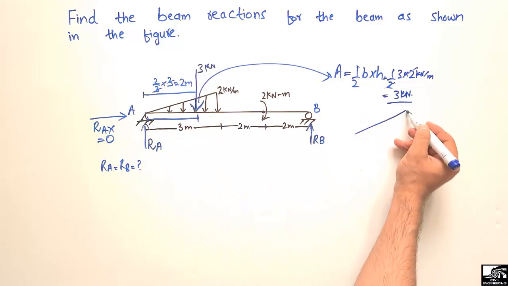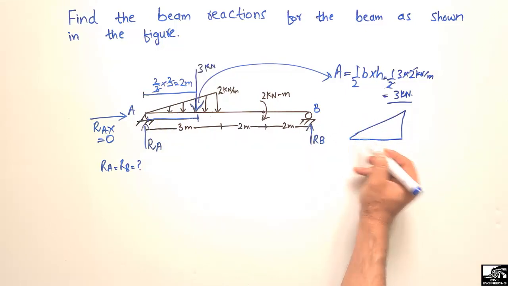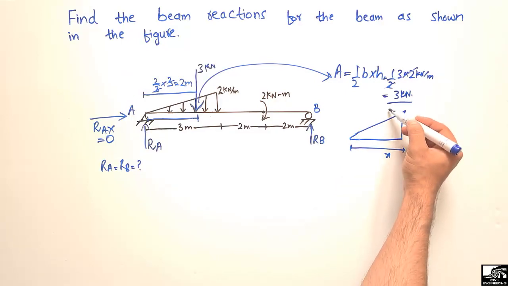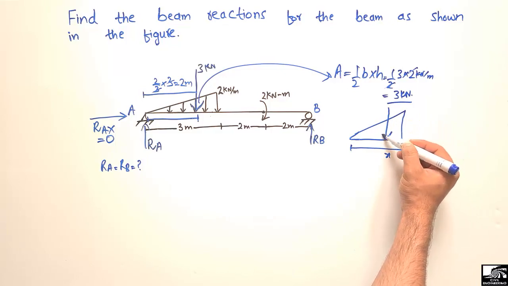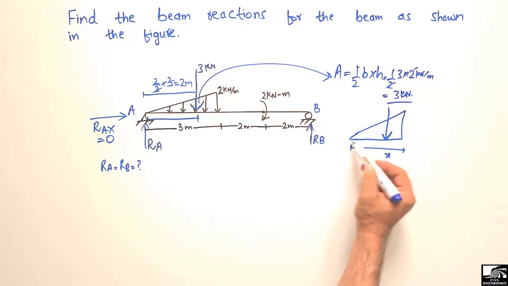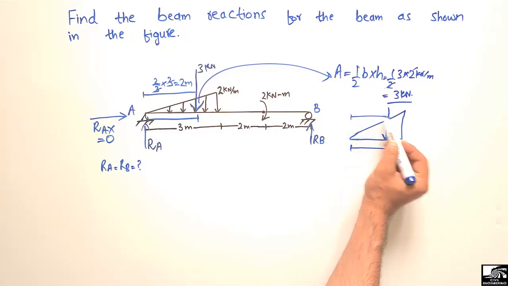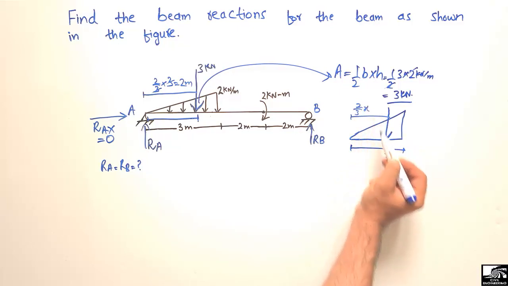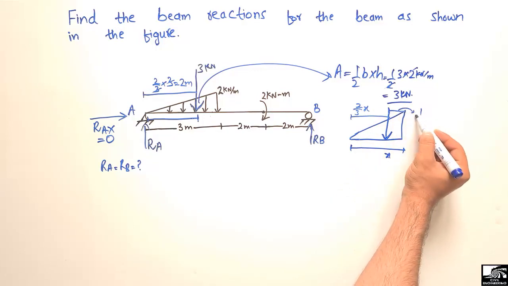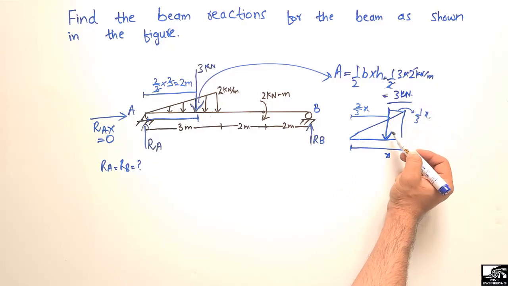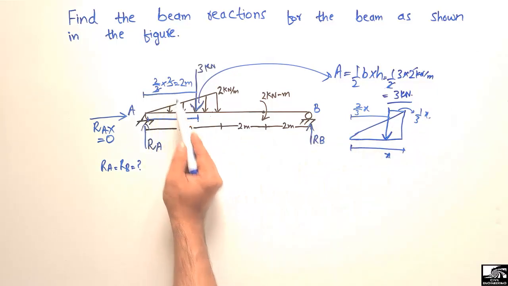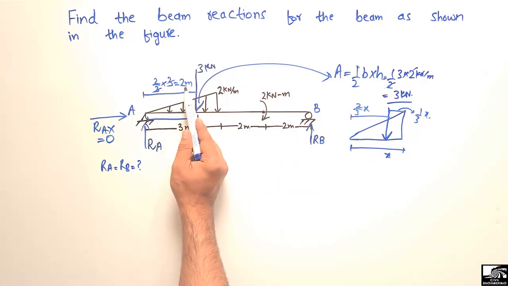Similarly, if you didn't understand how I calculated this, let's consider a triangle with a length of x. The load will always act at the centroid of the triangle. It should be kept in mind that if the triangle has a length of x, then from this end the centroid will be at 2/3 of x, and the remaining portion will be 1/3 of x. This is the method to find the centroid of a triangle. In a similar way, I found 2/3 of x, which is 3 meter here, so it comes out to be 2 meter.